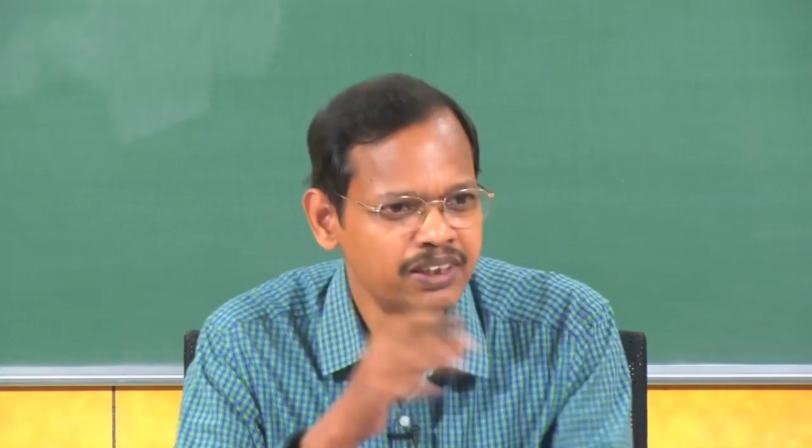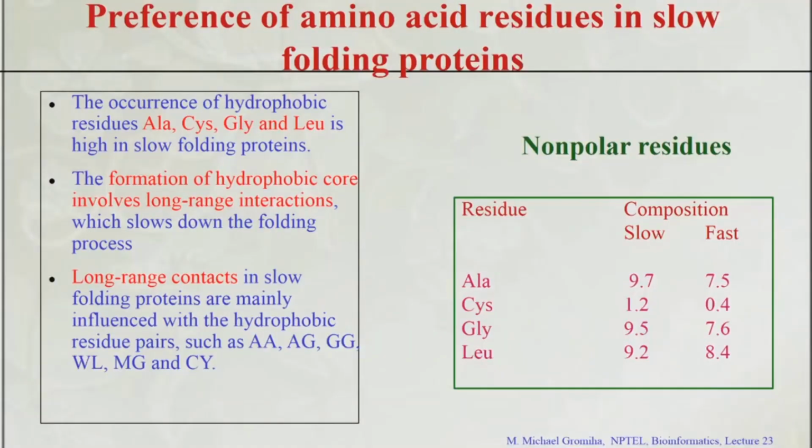Hydrophobic residues, right. Then about the long range contacts made by these residues, this is what we did. There is a higher occurrence of alanine, cysteine, glycine and leucine. These residues predominantly occur in the slow folding proteins rather than the fast folding proteins. For example, cysteine is 3 times higher, and here also you can see the difference in the case of slow folding proteins.